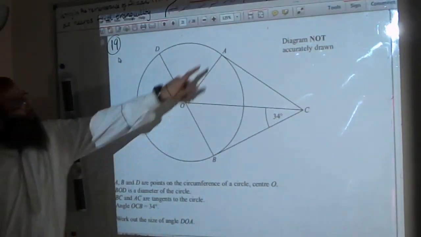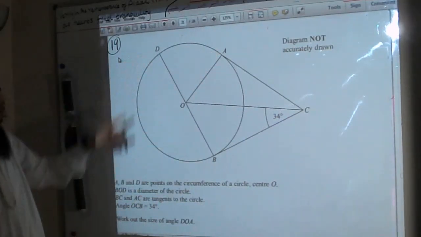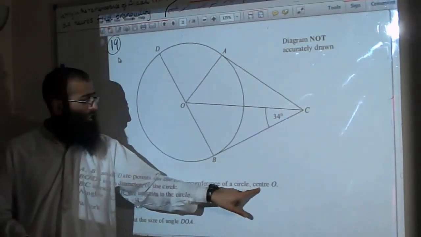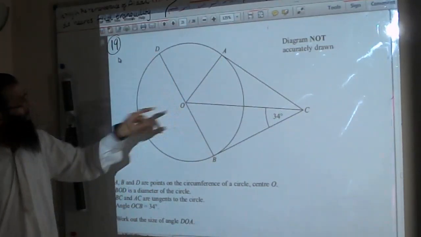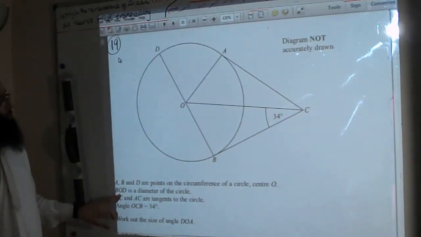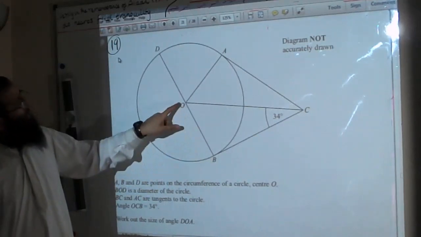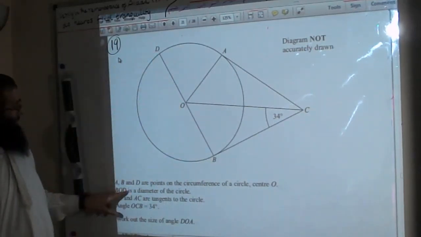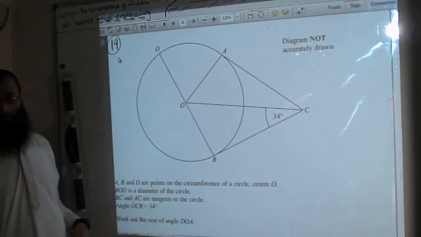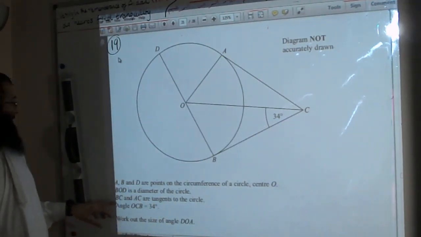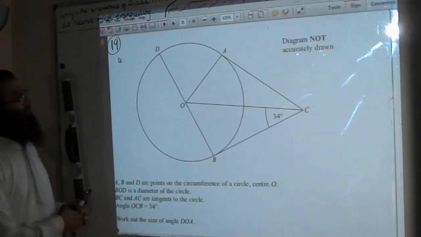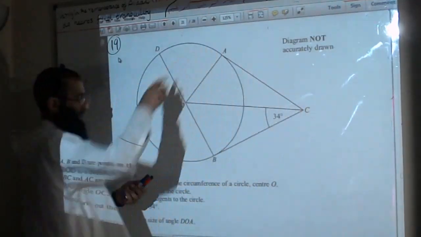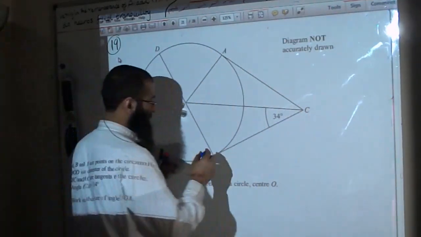A, B and D are points on the circumference of a circle center O. So B, O, D is the diameter of the circle. So they're telling you that. BC and AC are tangents to the circle. So this one here and this one here are tangents. I'm going to put them in purple.